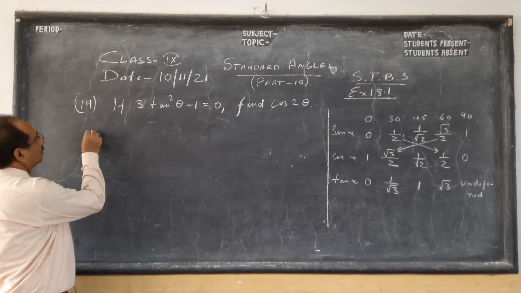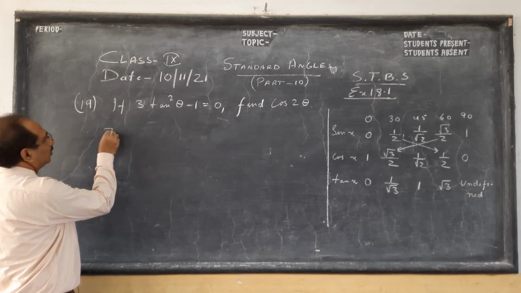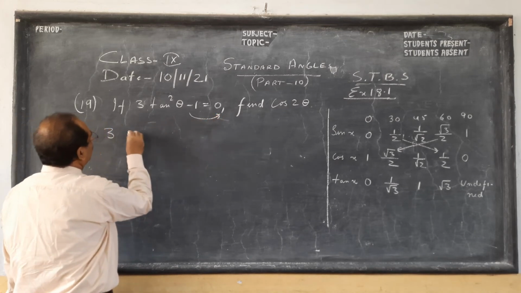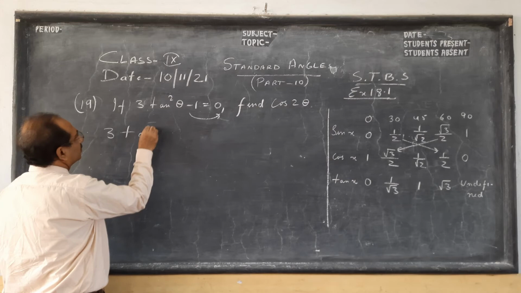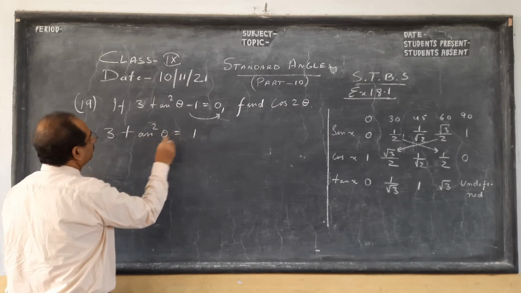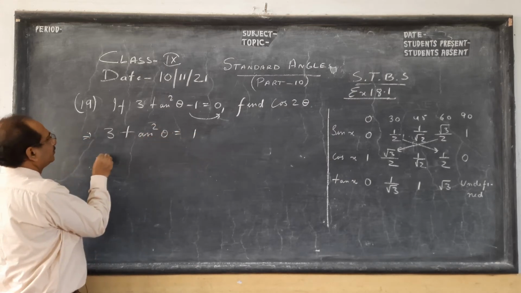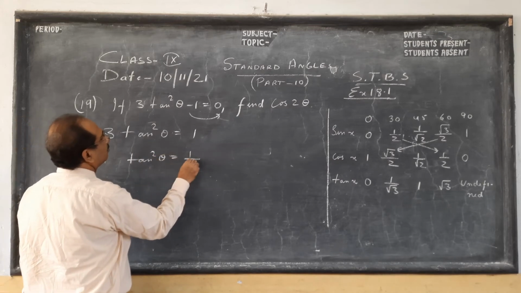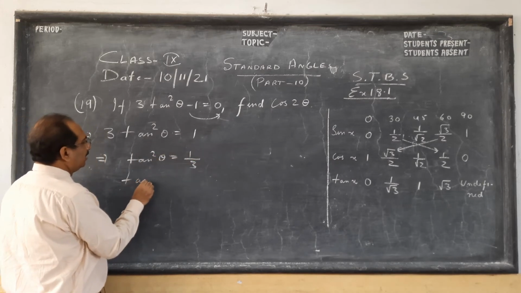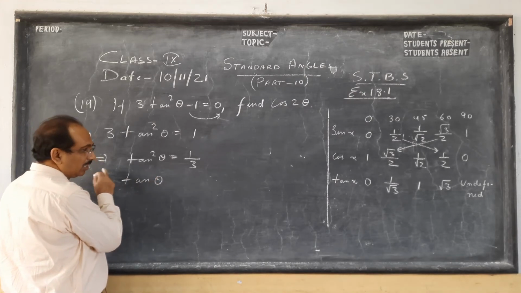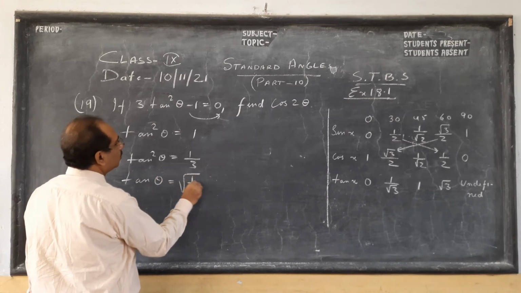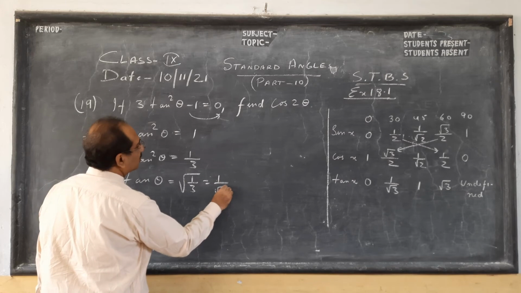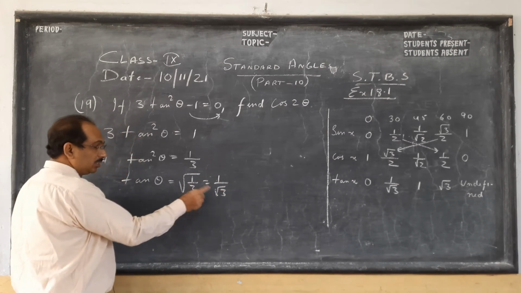So here we go, children, 3 tan square theta. What you do, take transpose 1 to that side. 3 tan square theta is 1. Tan square theta, 1 goes down, is 1 by 3. Taking square root, tan theta is root over 1 by 3, which is 1 by root 3. Root 1 is 1, root 3 is root 3.